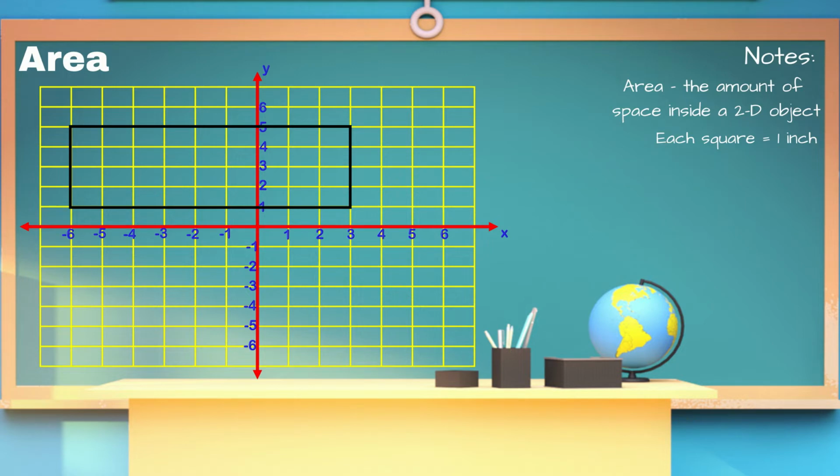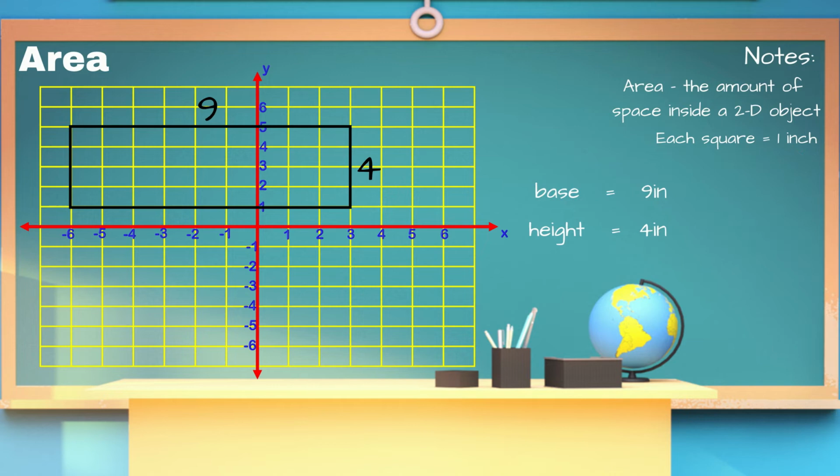Well, if we look at the bottom, how many squares are there? I count 9. And what about the height? 1, 2, 3, 4. I count 4. So the base is 9 and the height is 4.